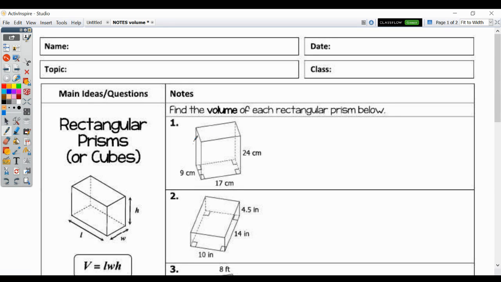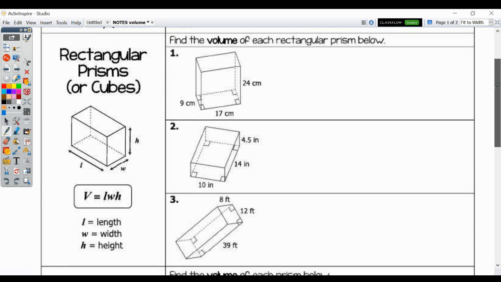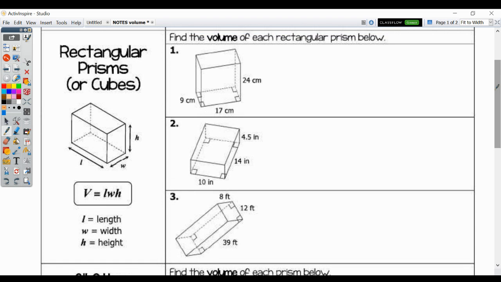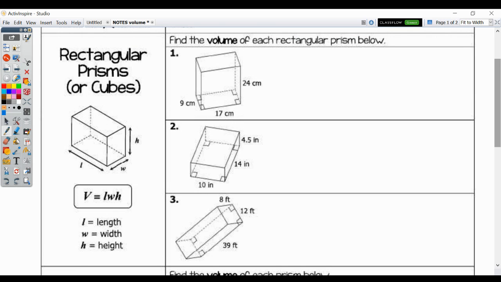So if you poured water into this little rectangular prism right here, I want to know how much that rectangular prism will hold. Okay. So volume, I think y'all will like a lot better than surface area. The formulas are way simpler, so I don't think you'll have as much trouble with it as you did with surface area.